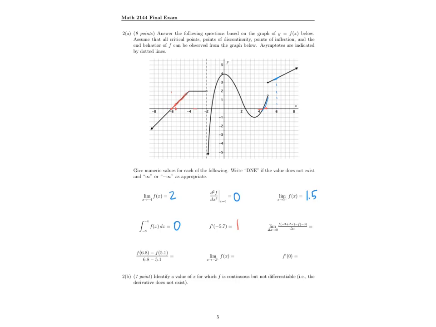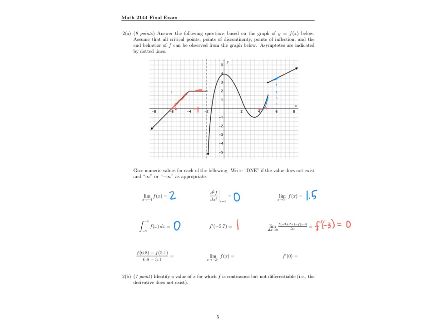For the next one, this looks like the definition of derivative evaluated at 3. So this is f prime of -3. And I can see that at x equals -3, that's here, the slope is 0.